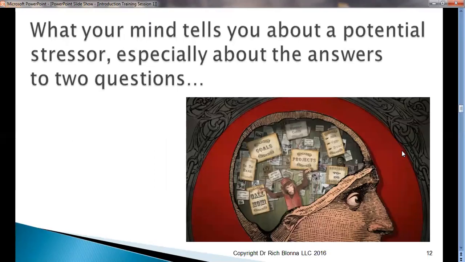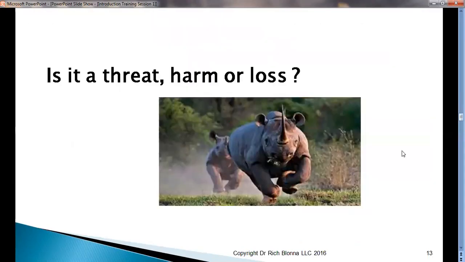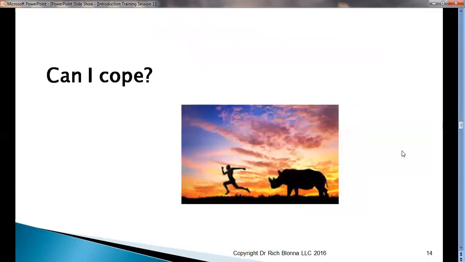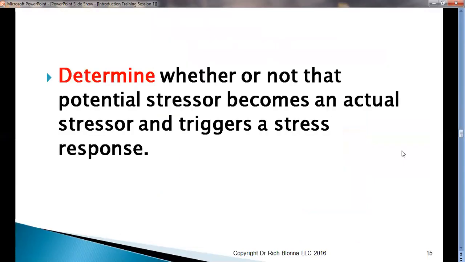Now, what your mind tells you about the potential stressor, especially the answers to two questions, is it a threat, harm, or a loss? And can I cope? That actually determines whether or not that potential stressor becomes an actual stressor and triggers a stress response. So let me back up. It isn't really the potential stressor that's the issue. It's what your mind tells you about it that actually makes it become a real stressor and trigger the stress response. And let me give you some examples.